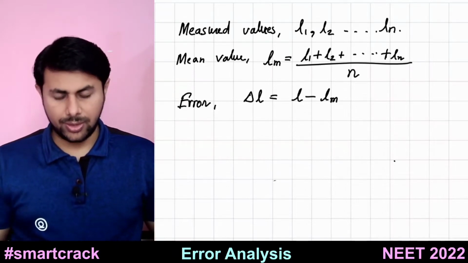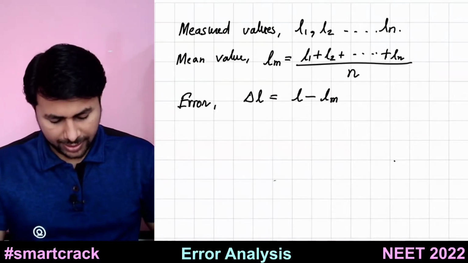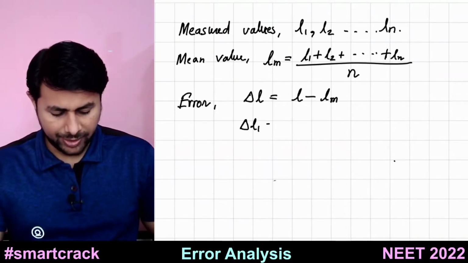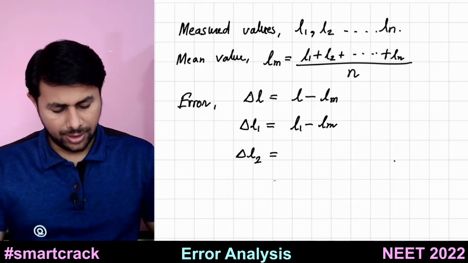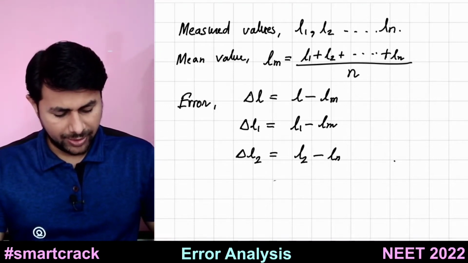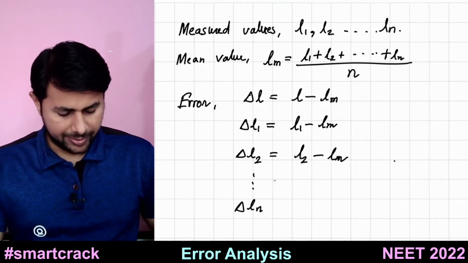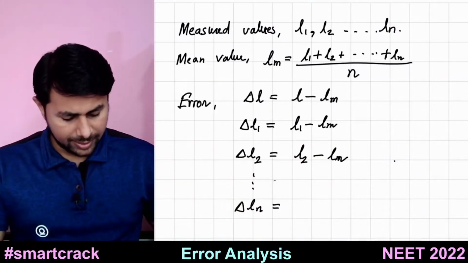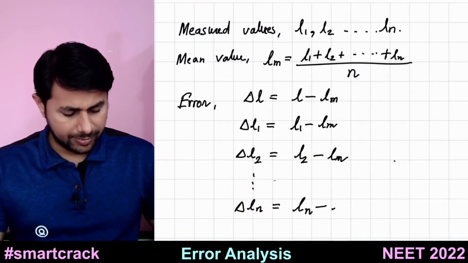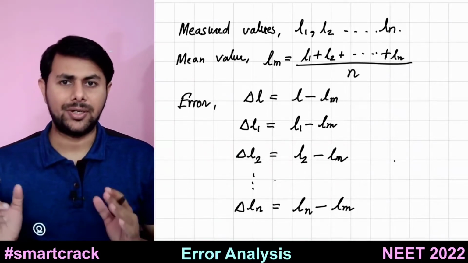Now we can write down errors in all these measurements. The error in the first measurement is delta L1, which is L1 minus Lm. The error in the second measurement is delta L2, which is L2 minus the mean value, and so on and so forth up to delta Ln, because the nth measurement is the last measurement. So delta Ln equals Ln minus Lm. This is how we find the error in all the measurements.